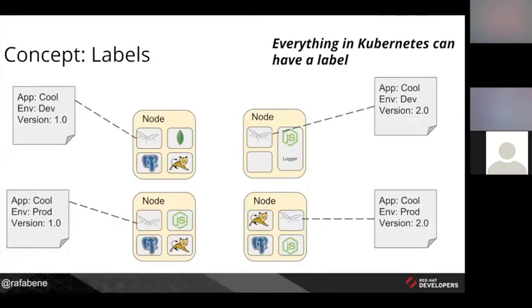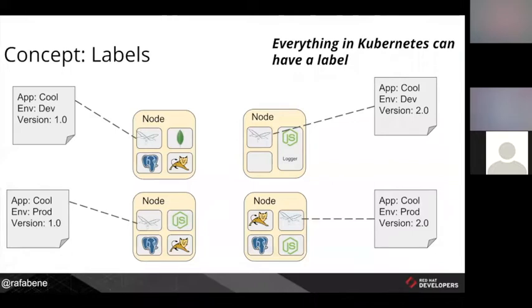Well, what about labels? Everything in Kubernetes has a label. So you can give a label to basically anything. You can give a label to a node, to a volume, to a pod, to a replication controller, to a service, to a secret, to anything. And what are labels good for? So imagine this situation here. I have 4 Wildfly applications deployed on my cluster, 4 different applications deployed. And to distinguish them, I can use labels.